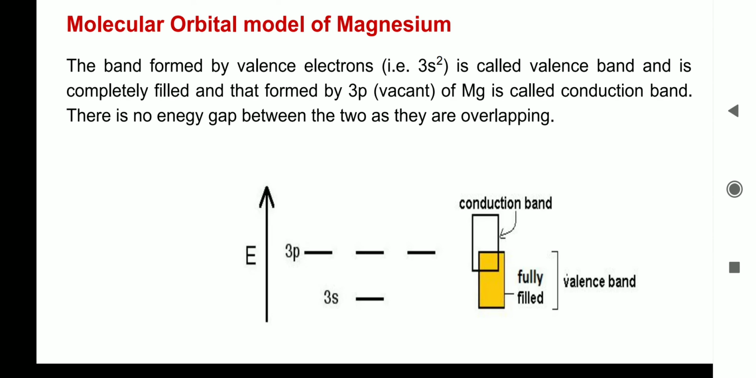It is similar to that which was formed in the case of sodium also. But how does this figure differ from sodium? In the case of sodium, the 3s orbitals resulted in the formation of a valence band that was half filled and half vacant, whereas in the case of magnesium, this is completely filled. And this valence band is overlapping with the conduction band, which is formed by the overlap of vacant 3p orbitals. I hope the concept is clear to all of you.